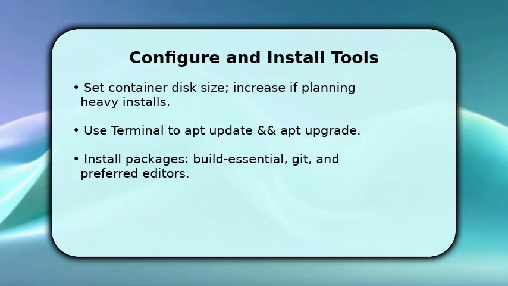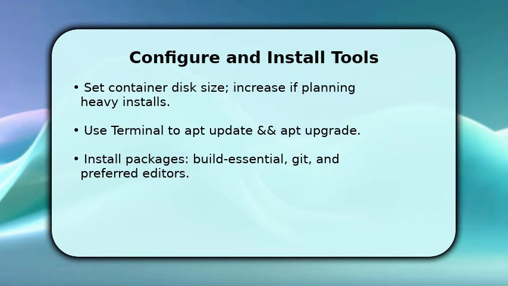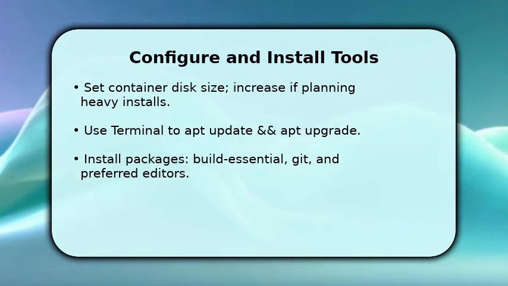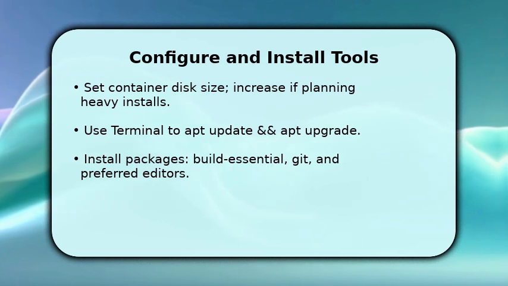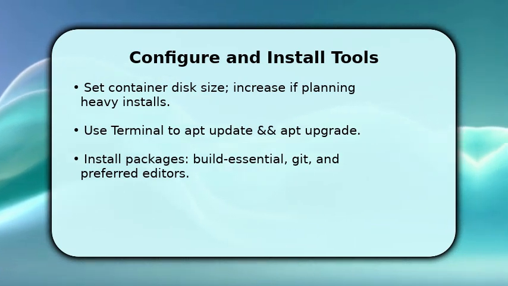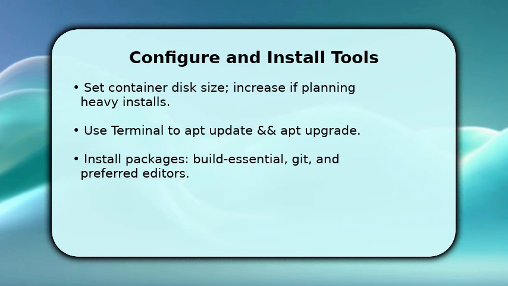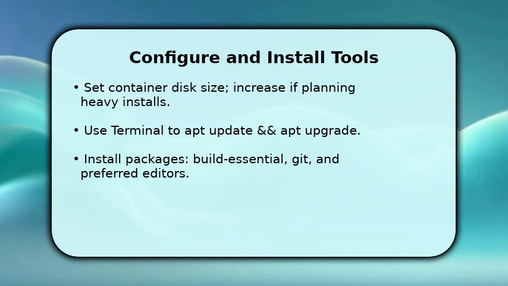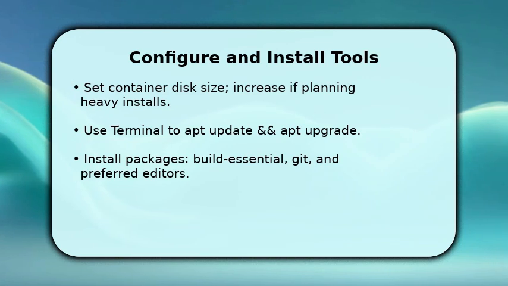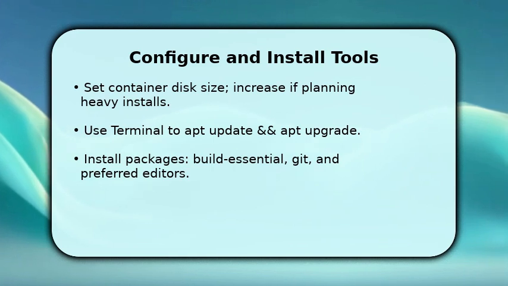Once the container is created, you'll see a terminal app labeled Linux Apps. Open it. You should immediately run apt update and apt upgrade to fetch current packages because the container image can be outdated. Make sure to expand disk allocation in settings if you plan to install large packages. Then install essentials like build-essential, Git, and your editor so you can compile or edit code.